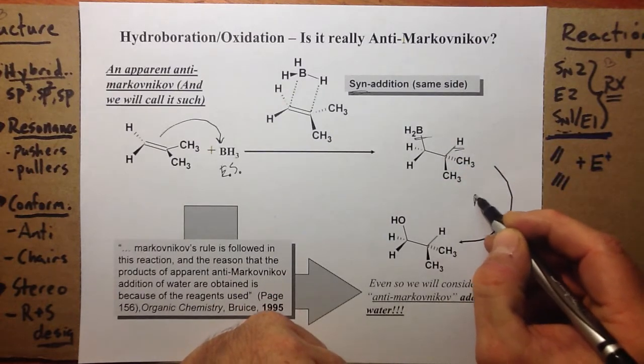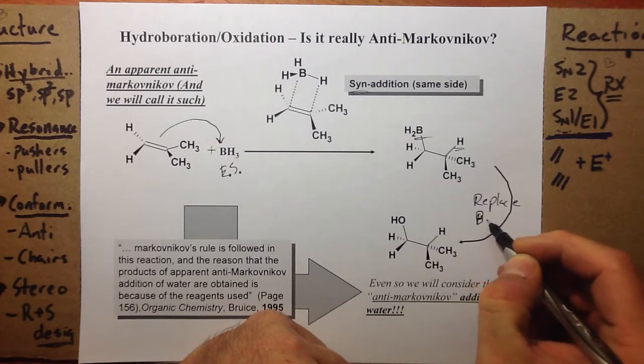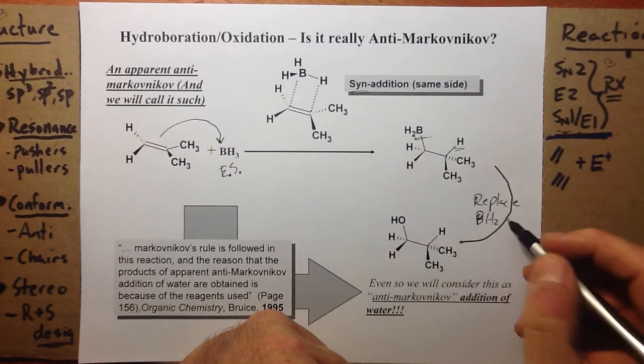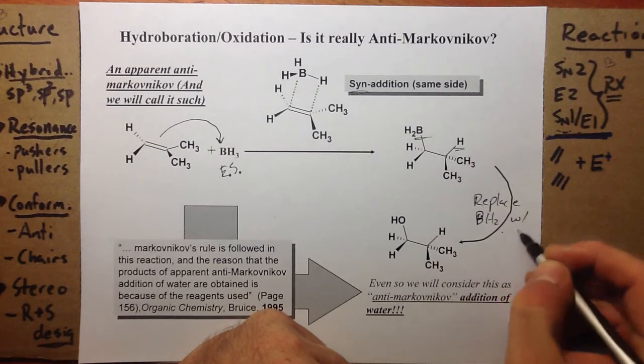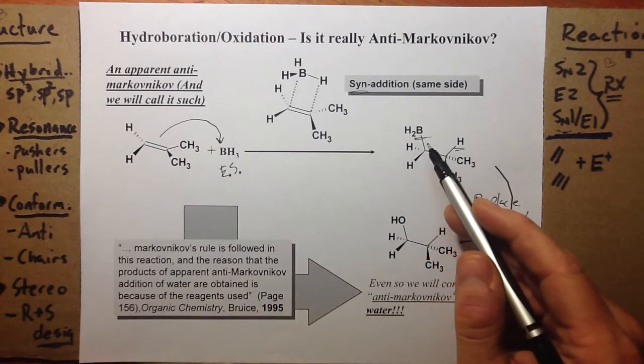And then we replace BH2, or whatever that boron species is, with OH. Replace it just where it sits.